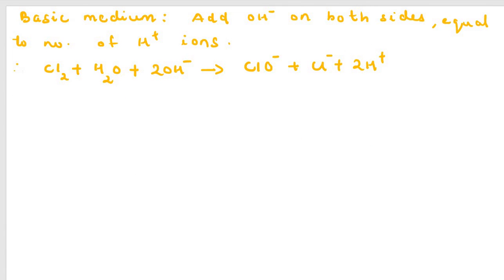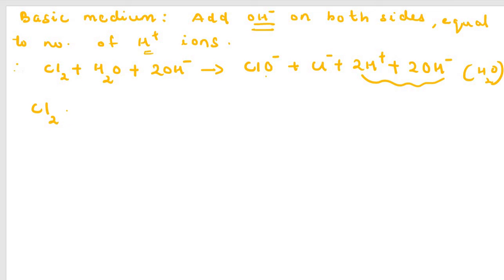So we can say that if it is in the basic medium, we have to add OH minus on both sides, and the number of OH minus we should add is equal to the number of H plus ions. So our reaction becomes Cl2 plus H2O plus 2 OH minus, because 2 H plus ions are there, gives ClO minus plus Cl minus plus 2H plus plus 2 OH minus. Now this 2H plus and 2 OH minus can be written as 2H2O.